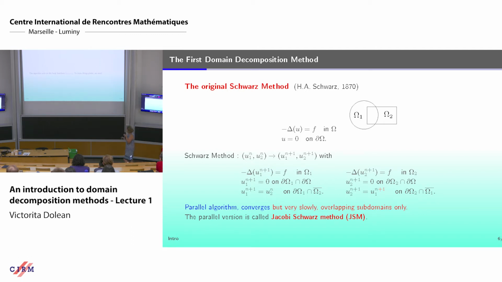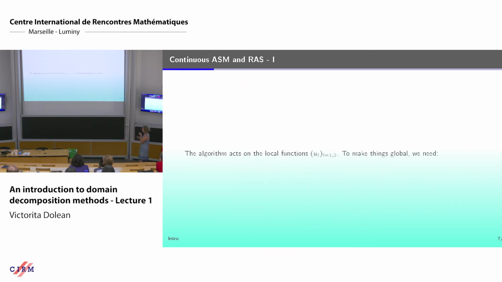Okay, so now let's try to formalize this a bit better. So this is the initial Schwarz method, and now we want to put in some formalism. I wanted to show you that in fact this Schwarz method is nothing else but a Jacobi method in disguise, right? Under certain conditions, right? So that's why I call it Jacobi-Schwarz.